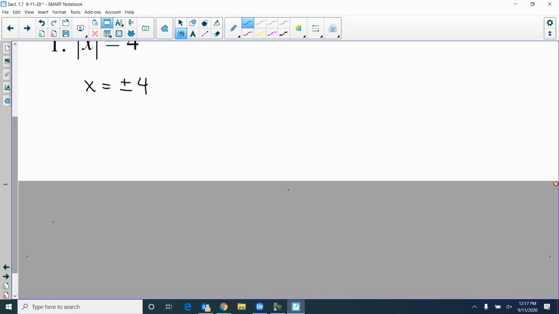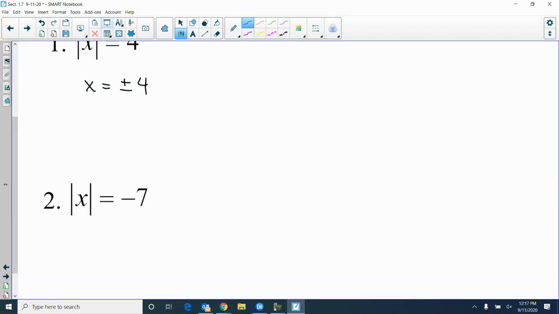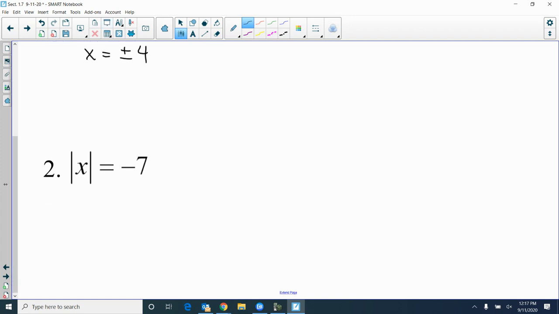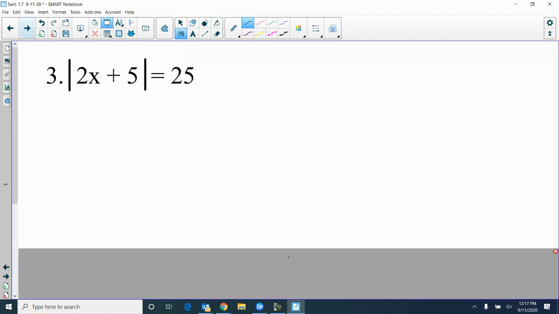All right, second one. Absolute value of x equals negative 7. Can that happen? No, because the absolute value is always going to be what? It's going to be positive, no solution. Okay? So you can either put empty set, or you can write no solution for that one.